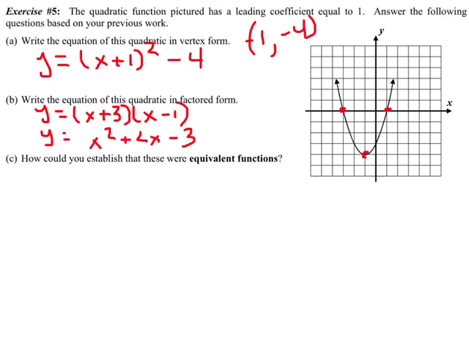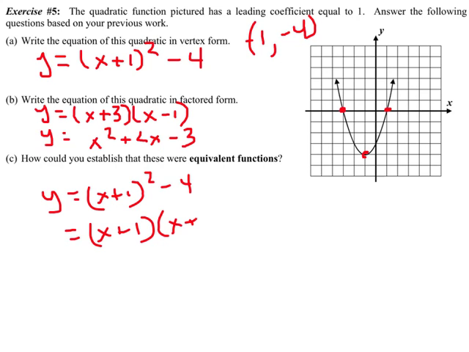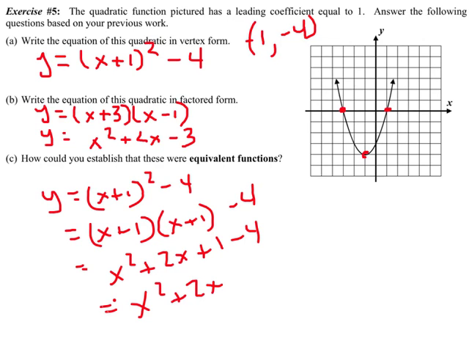Finally, it says, how could you establish if these are equivalent equations? Okay. Well, you can either take the first one like this, y equals x plus 1 squared minus 4. And I actually do the x plus 1 times another x plus 1 minus 4. So I will get x times x is x squared. A 1x and a 1x make 2x. And 1 times 1 is plus 1 minus 4. Finally, it's x squared plus 2x, and 1 minus 4 is minus 3. And this is exactly the same thing.